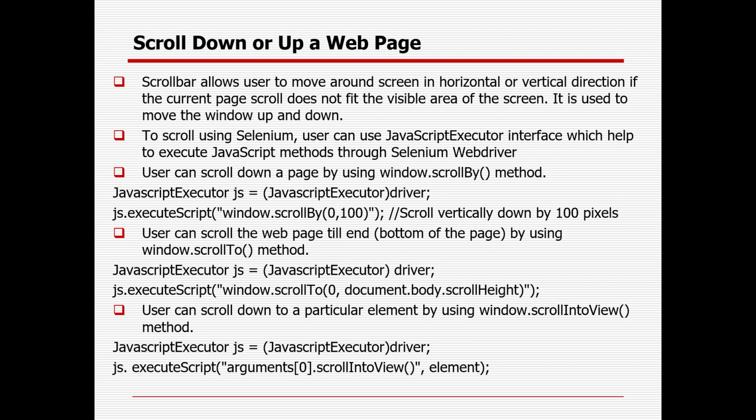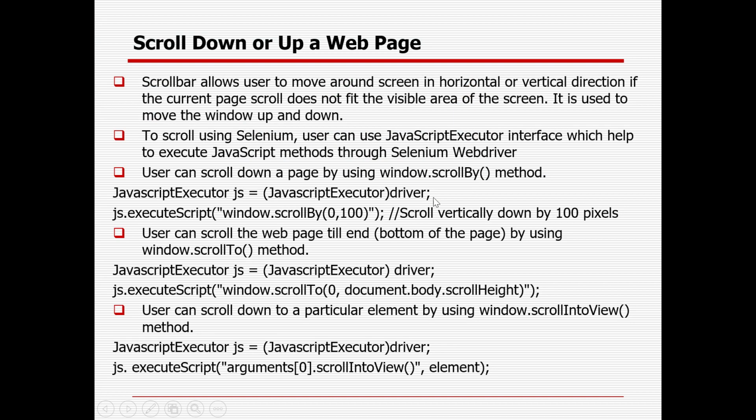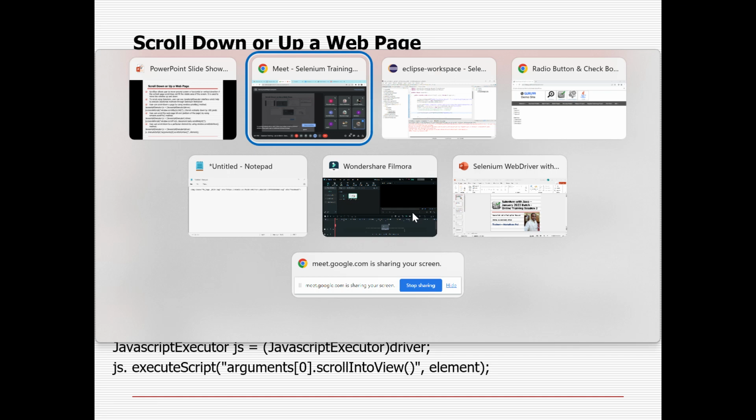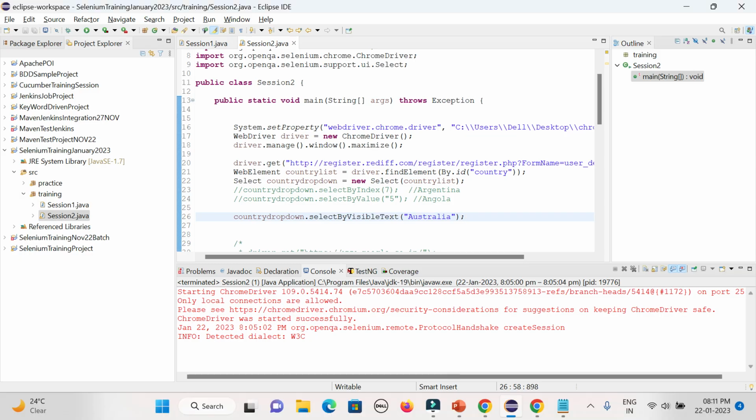The next topic I will go to is where we need to scroll down or up a page. I'm just giving you a simple example. Sometimes it can fail, sometimes it cannot. So why do we need to scroll up or scroll down a page? Suppose there is an element.